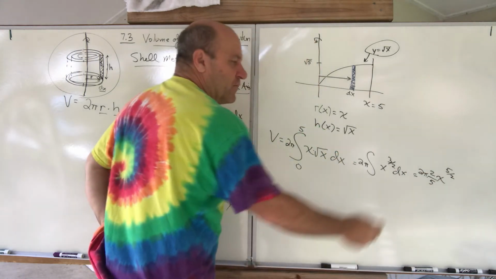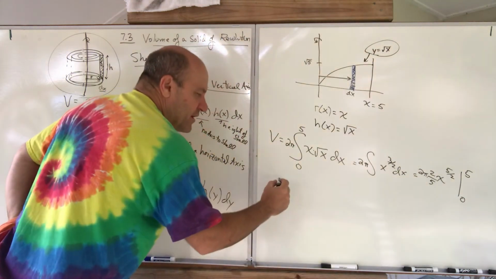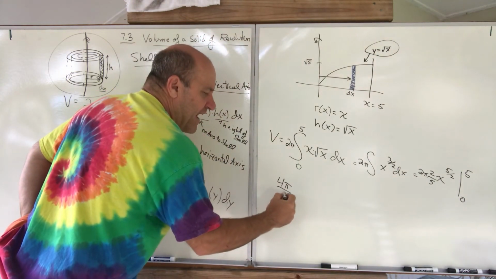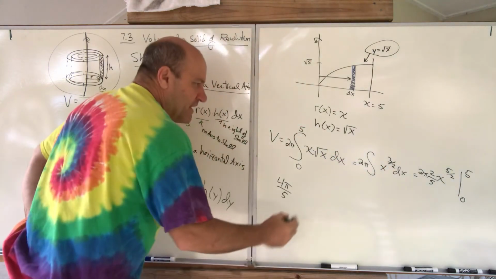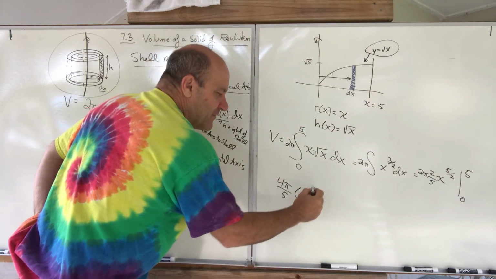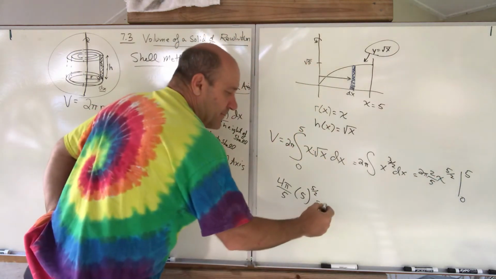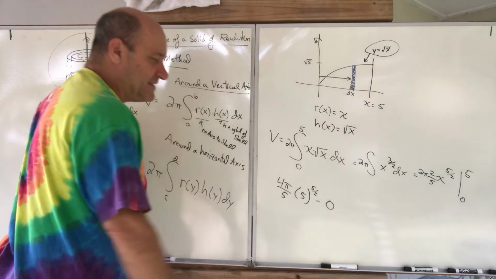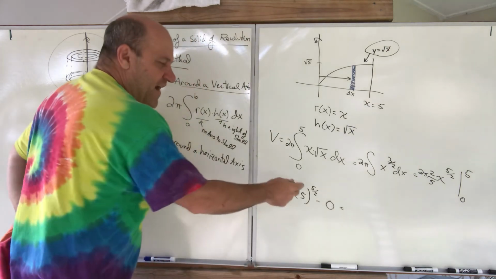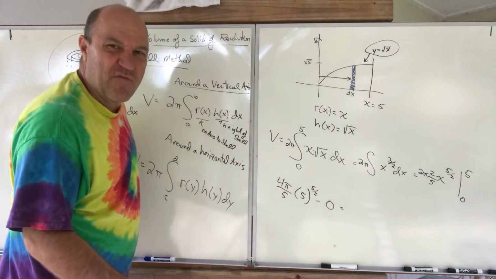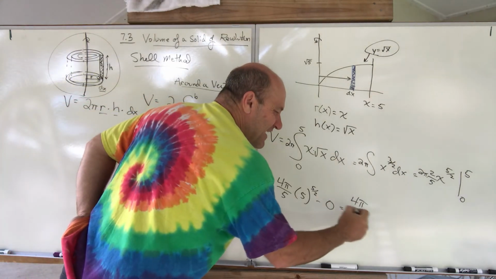So 2 pi multiplied by that, evaluate that from 0 to 5. So here we go down here. That's a 4 pi over 5. That's what this is. And then when I plug in the 5, that's a 5 to the 5/2, minus, when I plug in a zero, it's a zero. All right, well then that's easy. You know, 5 to the 5/2 is the square root of 5 to the 5th power. Let's just clean that up a little bit.